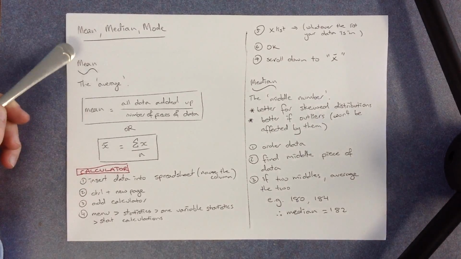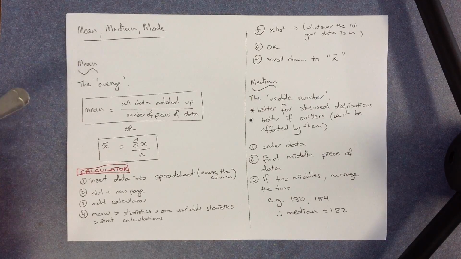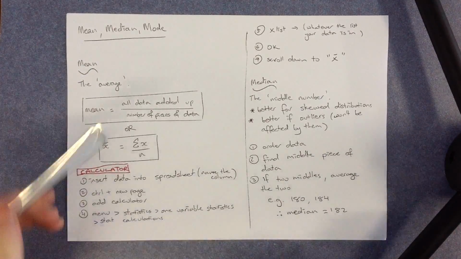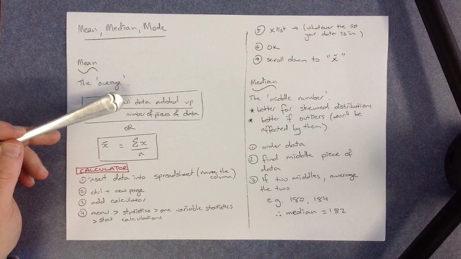So the first one is the mean. That just means the average. So that's one of the three measures of centre. With the mean, basically you add up all the data, and then you divide it by the total number of data that there are. So you might have 10 pieces of data, you'll add all of them up and divide it by 10.